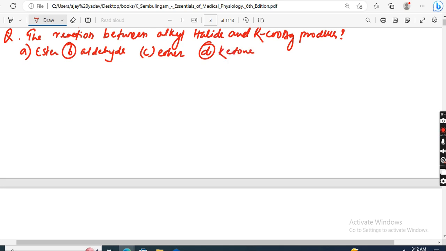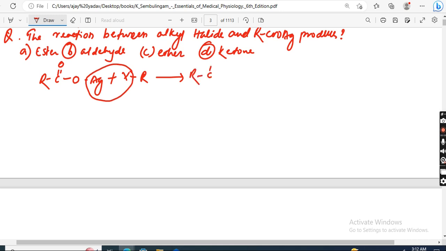So let us see. This is R-C=O-O-Ag. When it reacts with this alkyl halide, then this will go out, and this will form R-C=O-O-R. This is what? This is your ester.